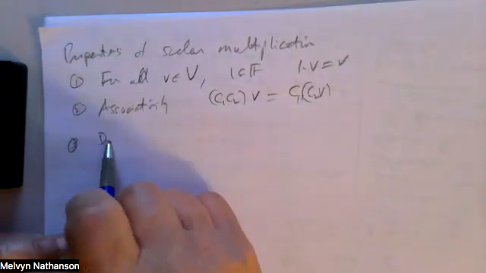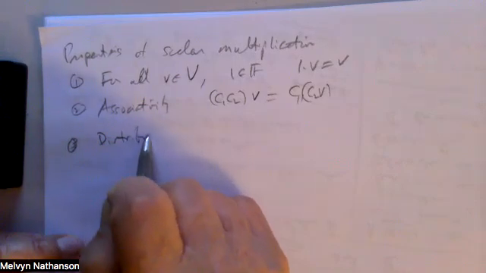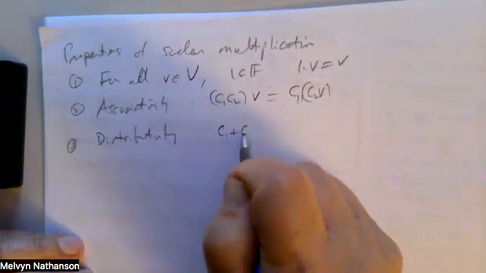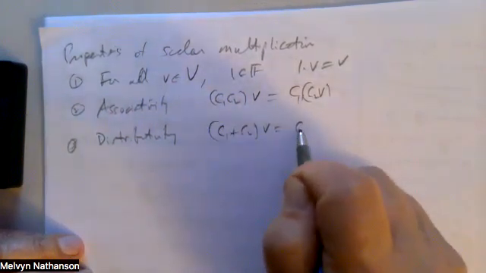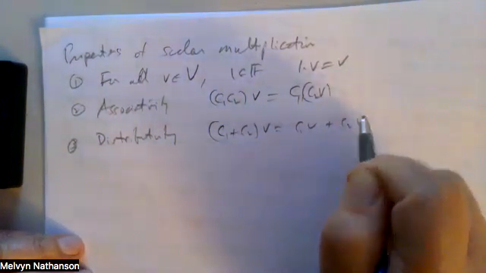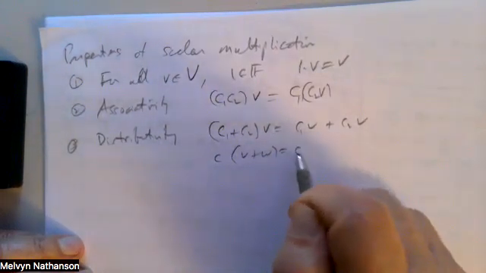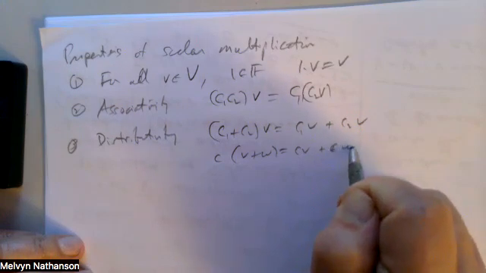And third, we have distributivity in two ways. If you take C1 plus C2 times v, that's C1 v plus C2 v. And if you have C times the sum of two vectors, that's Cv plus Cw.